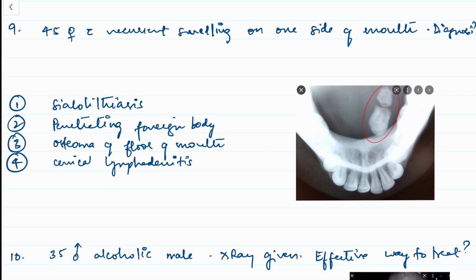Next question, a 45-year-old female with recurrent swelling on one side of the mouth. Diagnosis? The image given was something similar to this. It was a sialogram. Therefore, the answer would be sialolithiasis, that is a stone in the salivary glands or in the tract of the salivary drainage. So the answer is sialolithiasis.